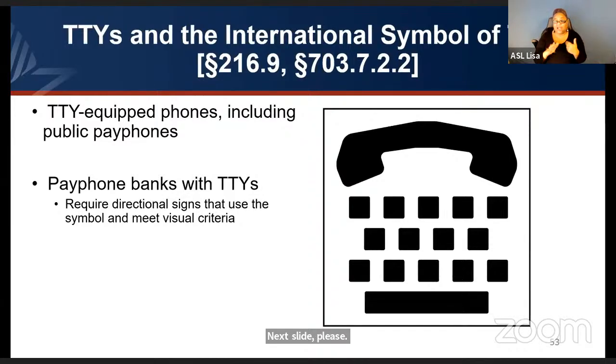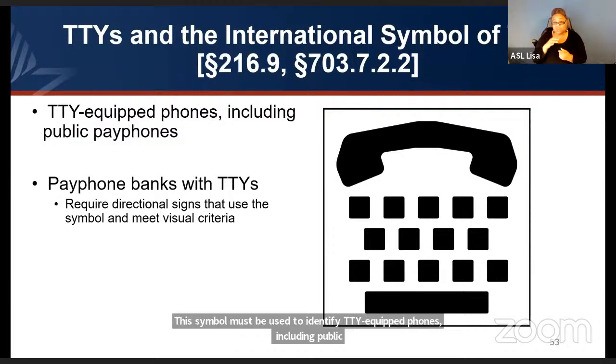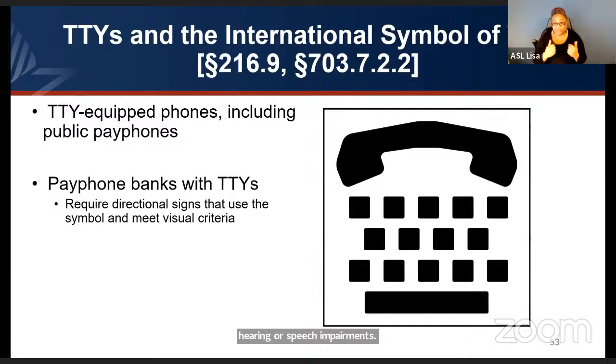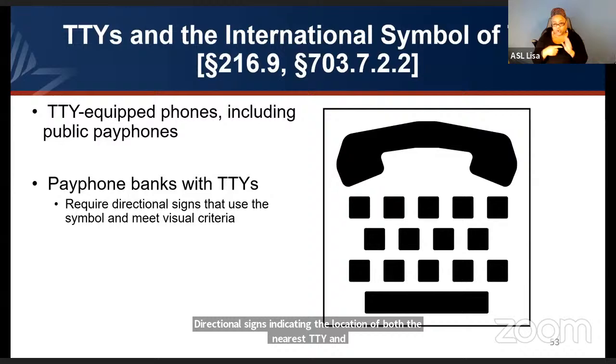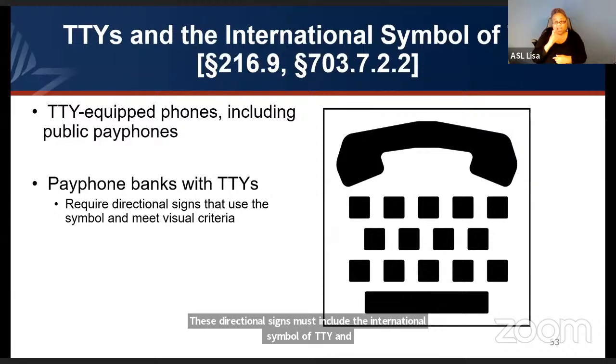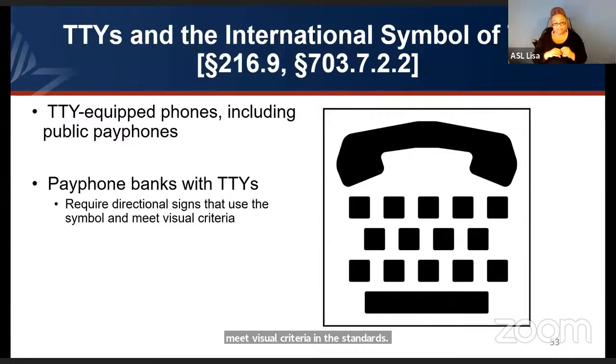Slide 53 shifts us to another international symbol, specifically the one for TTY, or text telephone, which is a phone assistive device for people with hearing or speech impairments. This symbol must be used to identify TTY equipped phones, including public payphones, in order to provide communication access for people with hearing or speech impairments. Directional signs indicating the location of both the nearest TTY and public payphones in general are also required at payphone banks with TTYs. These directional signs must include the international symbol of TTY and meet visual criteria in the standards. On the right-hand side of the slide is the TTY symbol. Next slide, please.